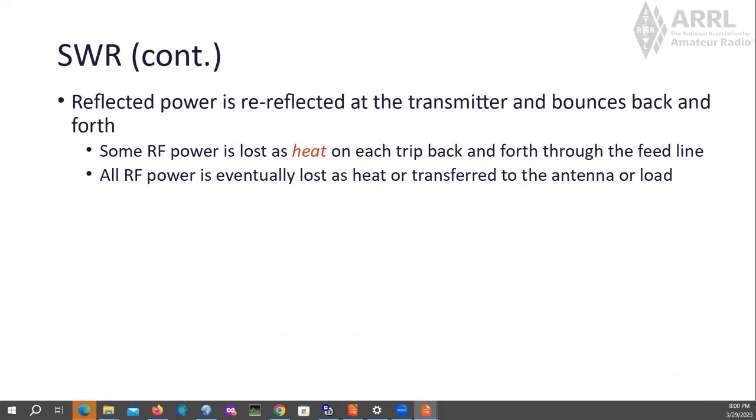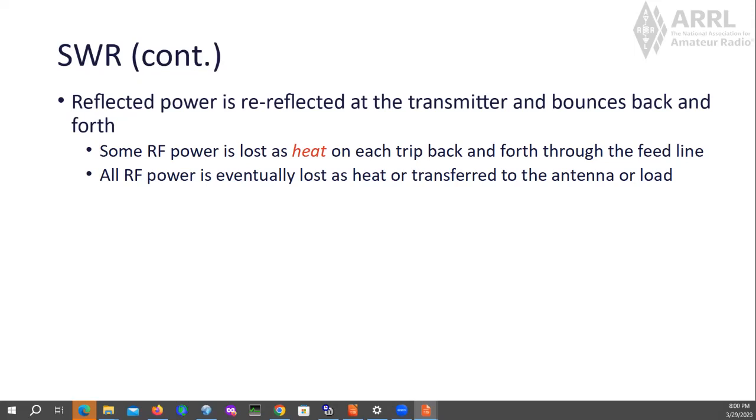SWR continued. Reflected power is re-reflected at the transmitter and bounces back and forth. Some RF power is lost to heat on each trip through the feed line. All RF power is eventually lost as heat or transmitted to the antenna or load. In other words, most of it still gets out.